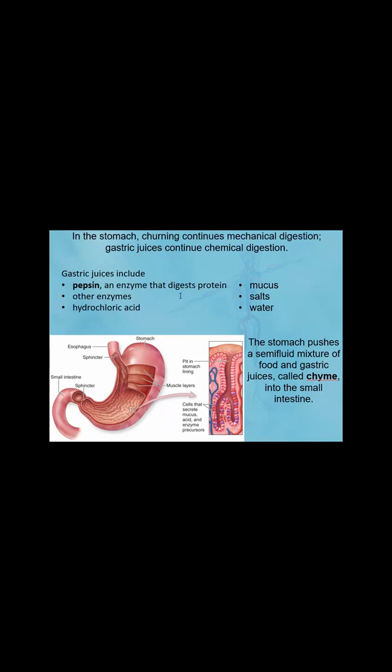Now, gastric juice includes lots of different things, but it's got pepsin. Pepsin is an enzyme that helps digest protein. It's got hydrochloric acid, mucus, salts, water. It has these little pits. And here in the stomach, this is where the chyme is produced. So the bolus comes down here. This is the pyloric sphincter. And it goes to this sphincter and is squeezed. The chyme is squeezed out into the small intestine. I'm sorry, I misspoke. This is the cardiac sphincter. This is the pyloric sphincter. Okay.